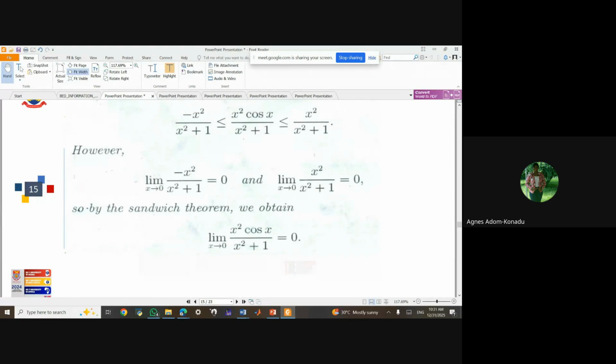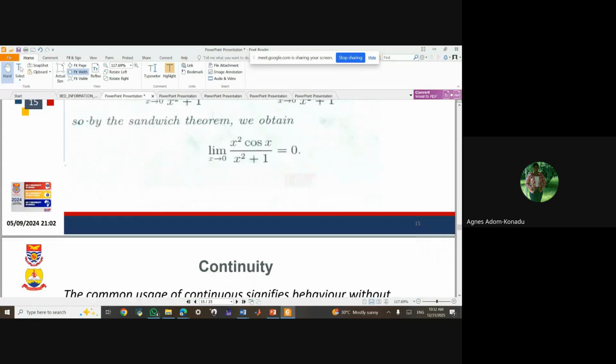So since the left-hand side is 0 and the right-hand side is also 0, then we can conclude that by the sandwich theorem, the function in between will also be 0.